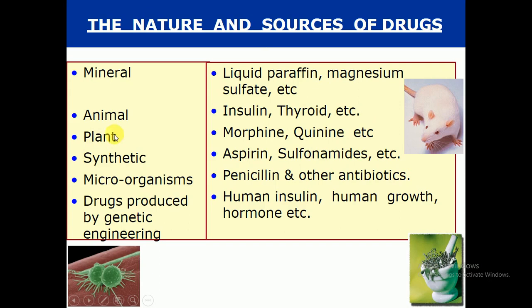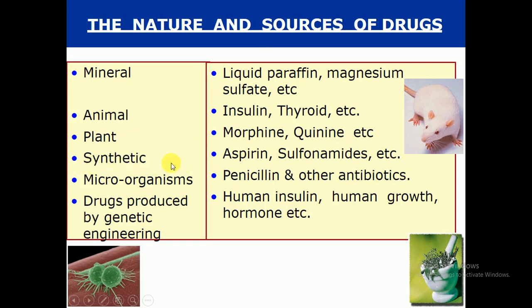Plant source means those drugs which are extracted from plants, for example morphine, which can be extracted from Papaver somniferum, family Papaveraceae. What is morphine? Morphine is a narcotic analgesic, with the capability to cause sedation as well as to relieve pain. Even quinine is extracted from a plant, the Cinchona bark. Cinchona is the name of the plant from which this drug is extracted.